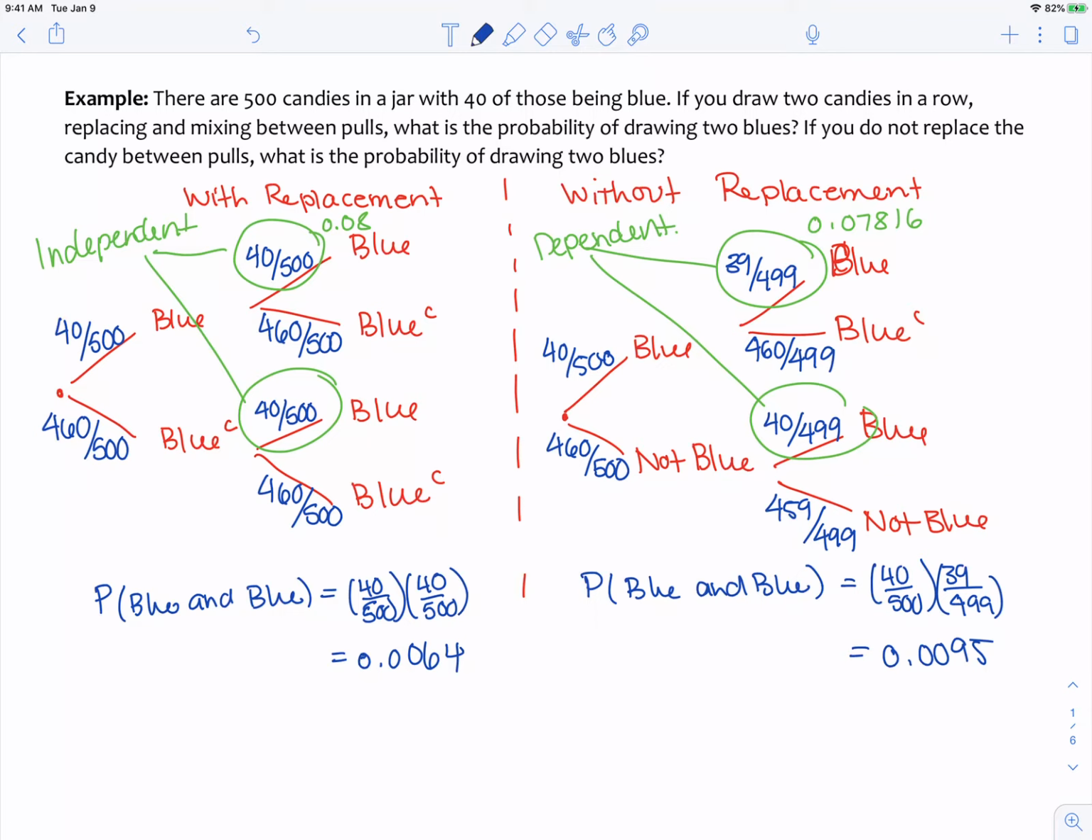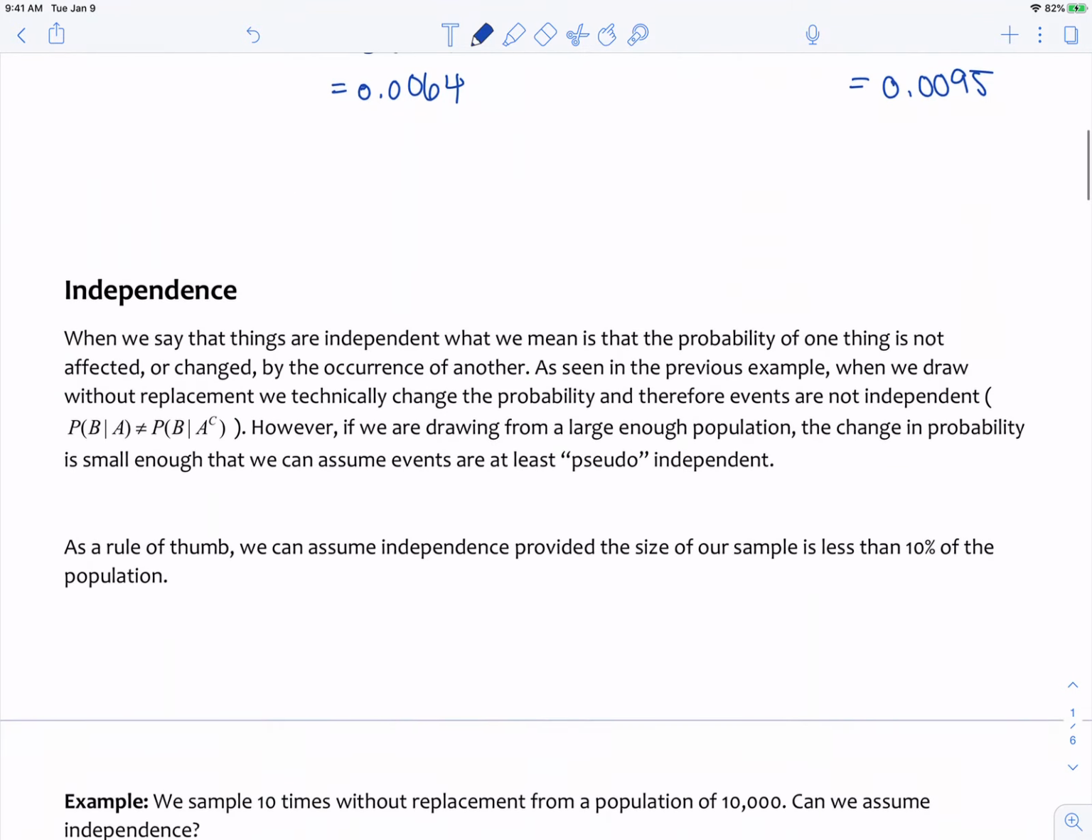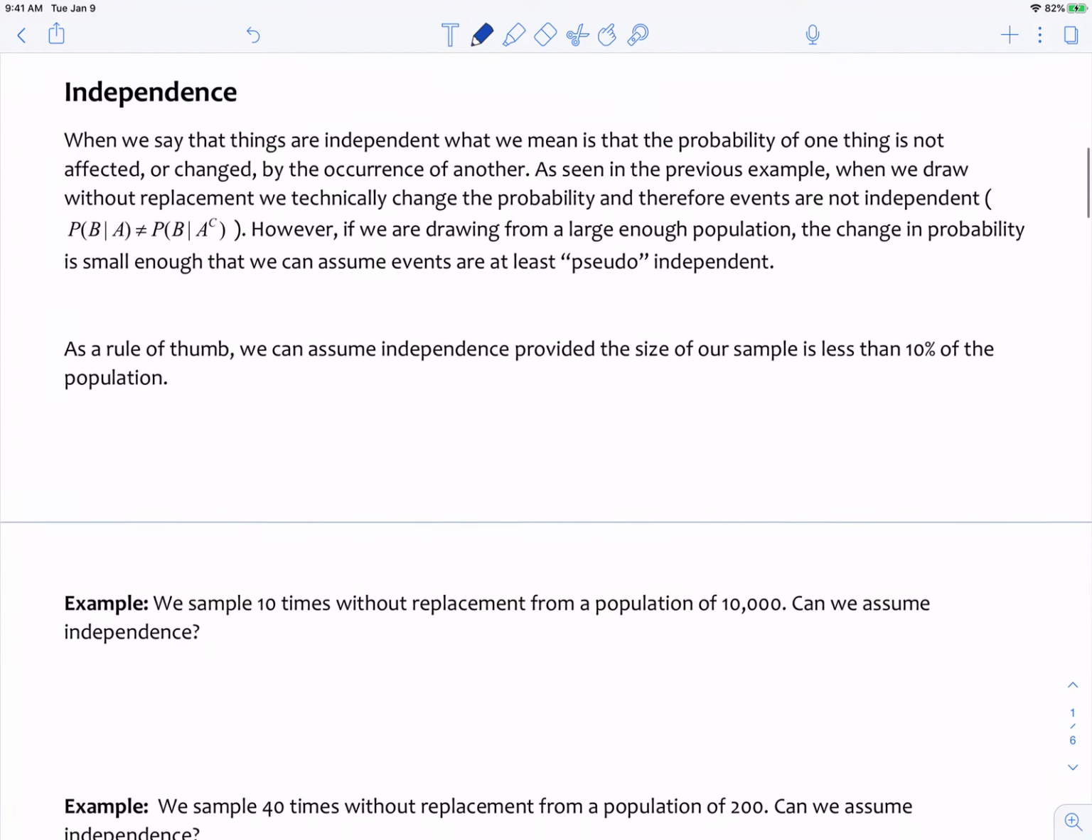We want to be able to assume things are close to being independent, because then it gives us a lot more freedom in doing our calculations. If we can assume close enough and use the same probability through all of our branches, it makes thinking of what the calculation would be a whole heck of a lot easier. And that's what we're going to refer to here as pseudo-independence.